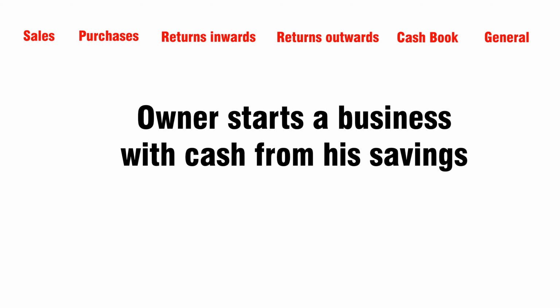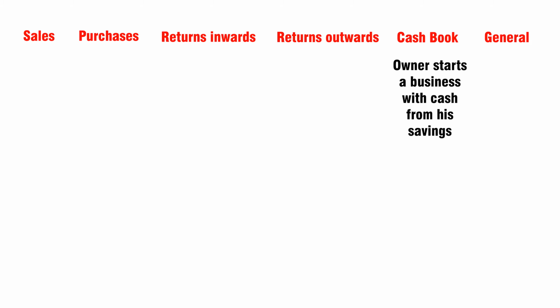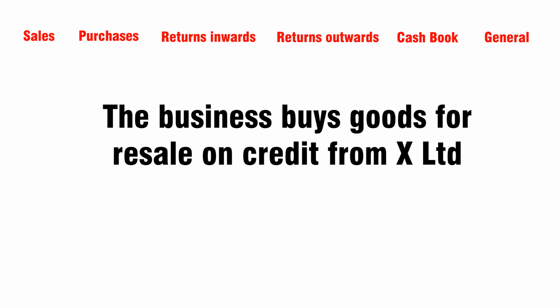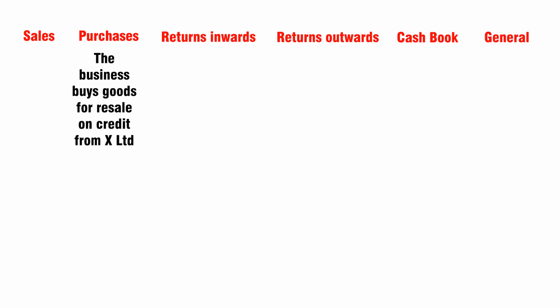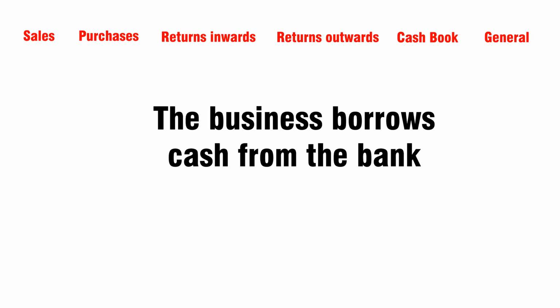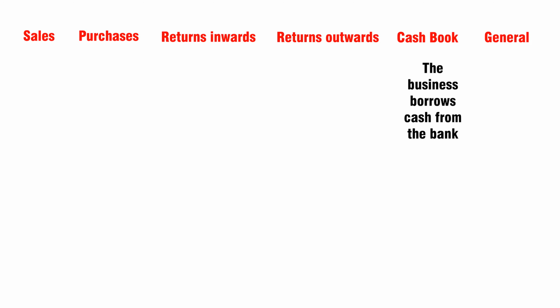5 seconds. Owner starts a business with cash from his savings. Cash book. The business buys goods for resale on credit from X Limited. Purchases journal. The business borrows cash from the bank. Cash book.